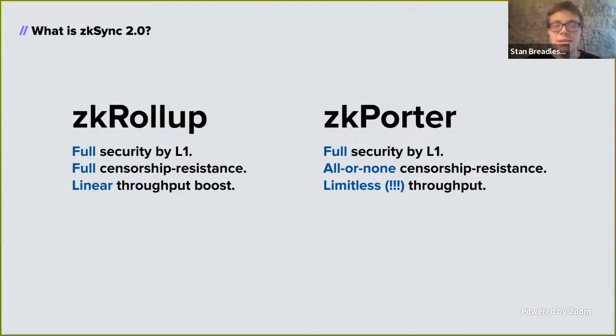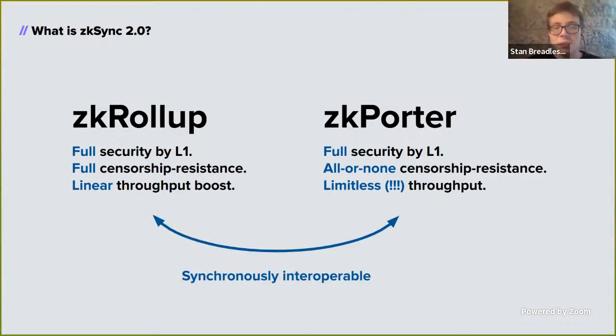Even with new EIPs like Danksharding and block transactions, while getting cheaper, there are still some limitations imposed by the underlying L1 chain. That's why we will also introduce zkPorter. zkPorter is basically a second shard of zkSync, which will be synchronously interoperable with zk rollup. It will have full security by L1. It will be fully secured by zero-knowledge proofs. However, it will also have all-or-none censorship resistance.